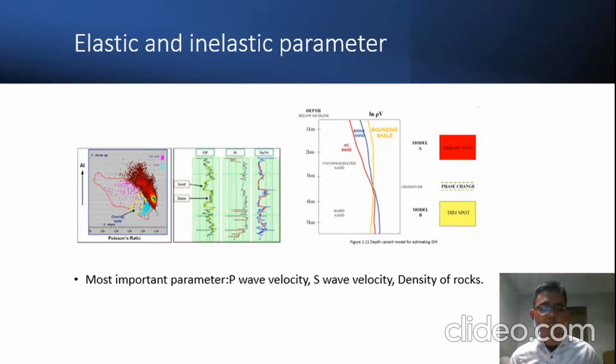Keep in mind that brine saturated sand has higher Poisson ratio compared to gas saturated sand. And finally, he explained that lambda rho and mu rho are combined to distinguish the fluid and lithology. Other than that, the parameters can also be used in detecting the direct hydrocarbon indicator of a specific well log data.